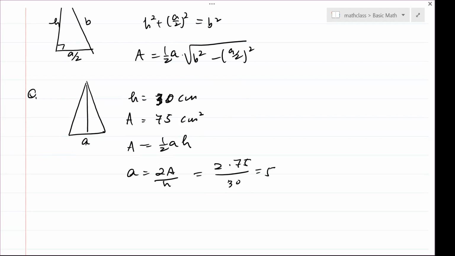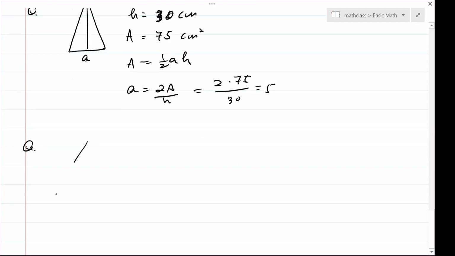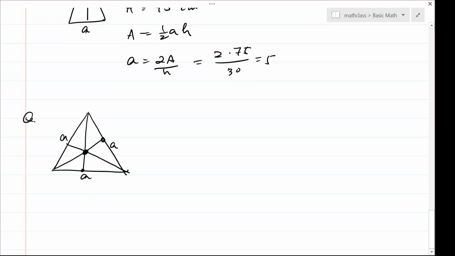Now I have to go back and look at the problem here. It's all related. I have an equilateral triangle. If you want to solve 3D problems, you probably also have to understand this. I'm going to draw the lines.